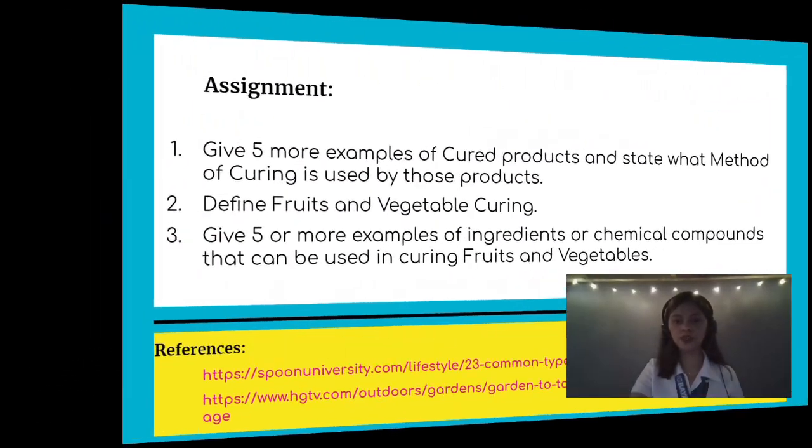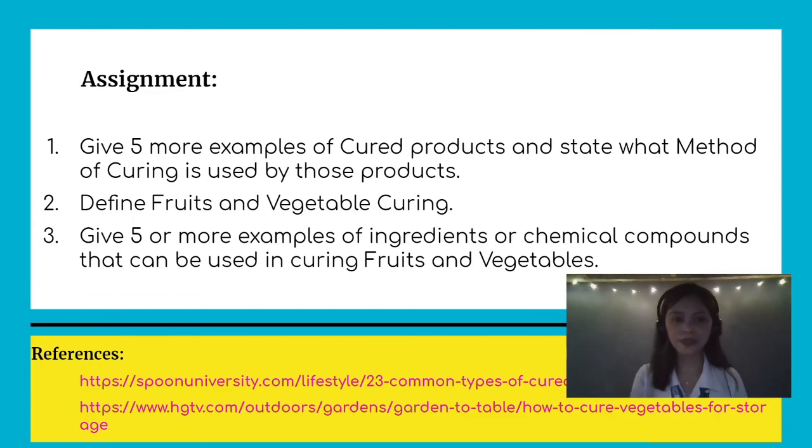Let us move on to your assignment. Yes, you have an assignment. Give 5 more examples of cured products and state what method of curing is used by those products. Then define fruits and vegetable curing. This is for our next topic. Give more examples of ingredients or chemical compounds that can be used in curing fruits and vegetables. Here are your references. Again, I will upload it into our Google Classroom. You only have 1 week to answer this and submit it into our Google Classroom. Any more questions? None.